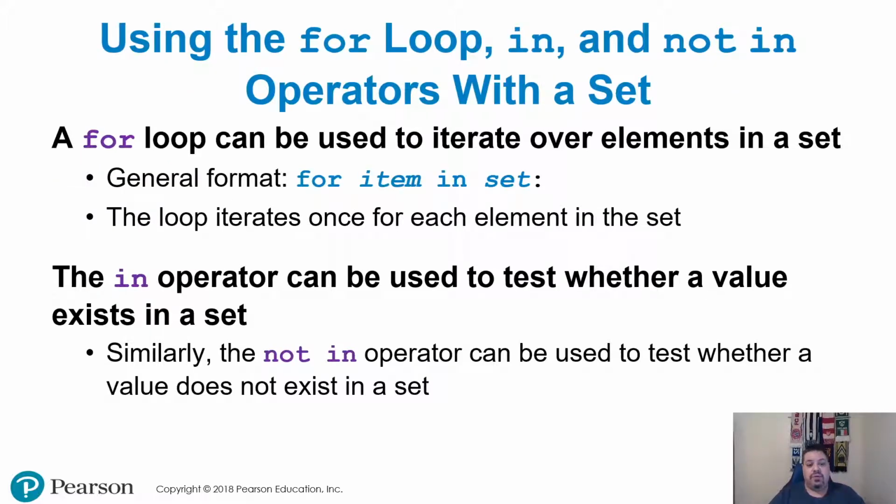Just like any other sequence we've talked about, you can use a for loop to iterate through it. For item in set, do something with each one of the letters or elements that are in that set. You can still use in: if some value is in your set, some value not in your set, those work the same way.